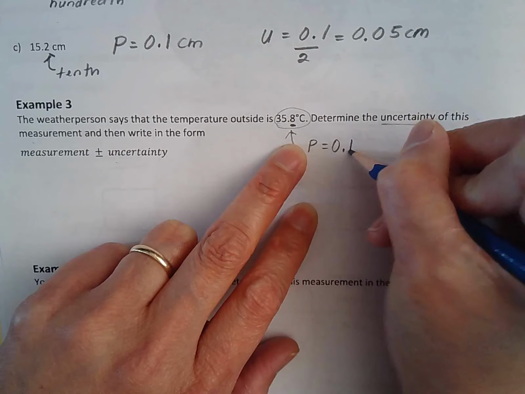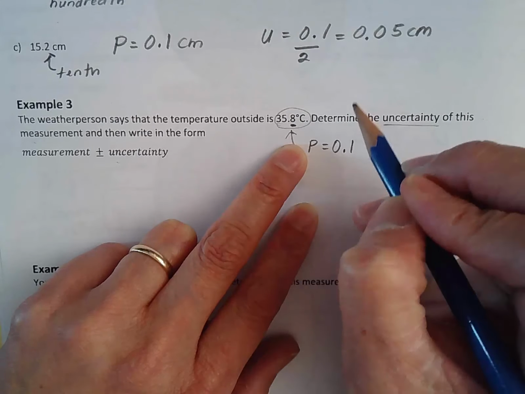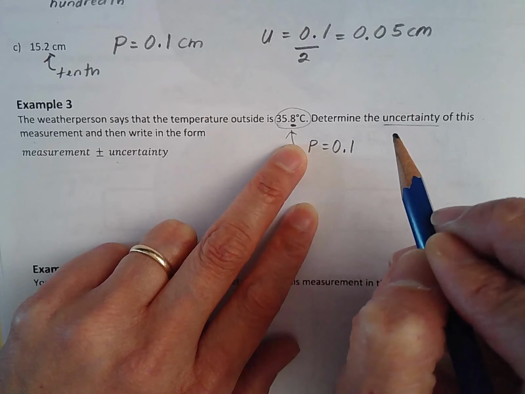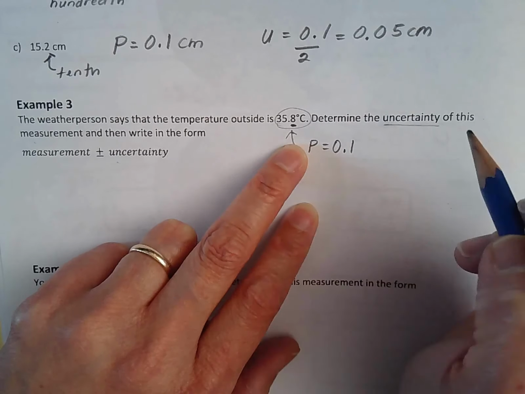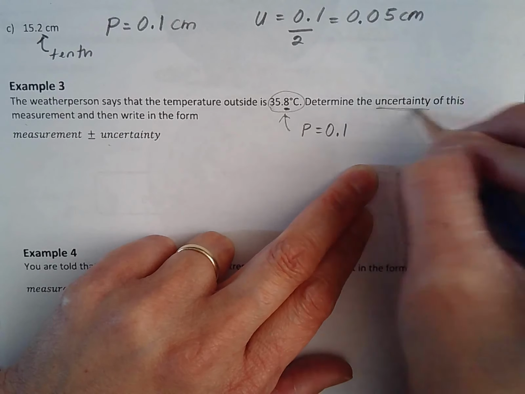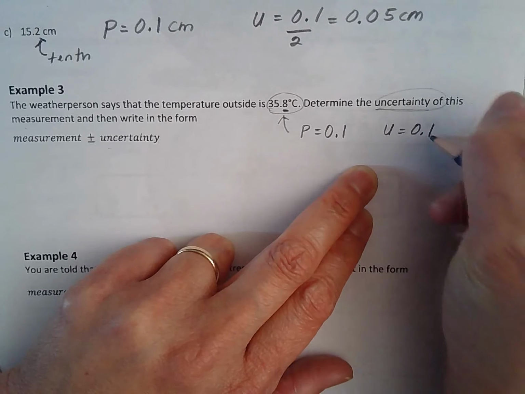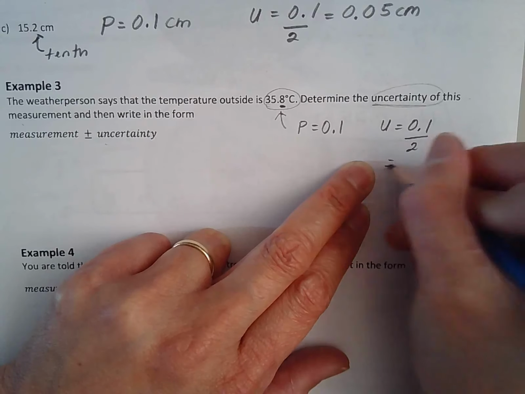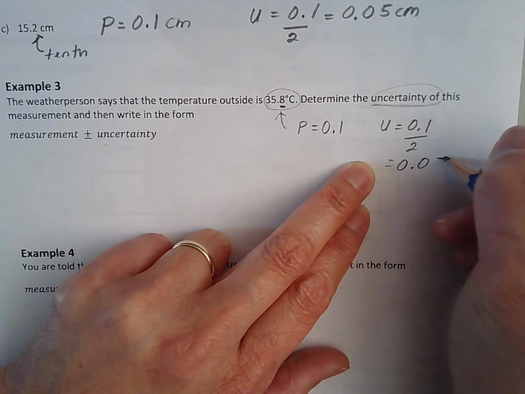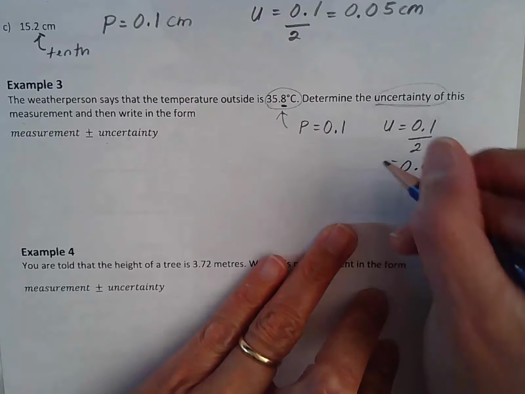The smallest place value is 0.1. So the next one is 0.1 more, right? So 35.9. That's a 0.1 difference. Now from there, what's the uncertainty? Uncertainty is the precision, which is 0.1, divided by 2, which is 0.05. That's our uncertainty.